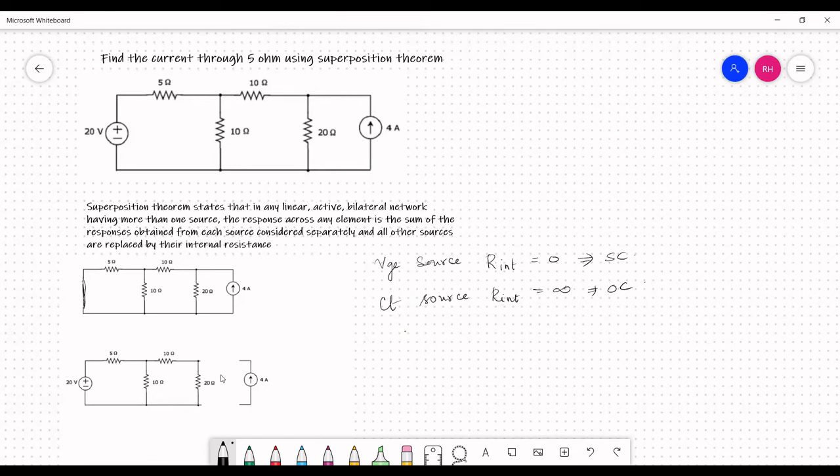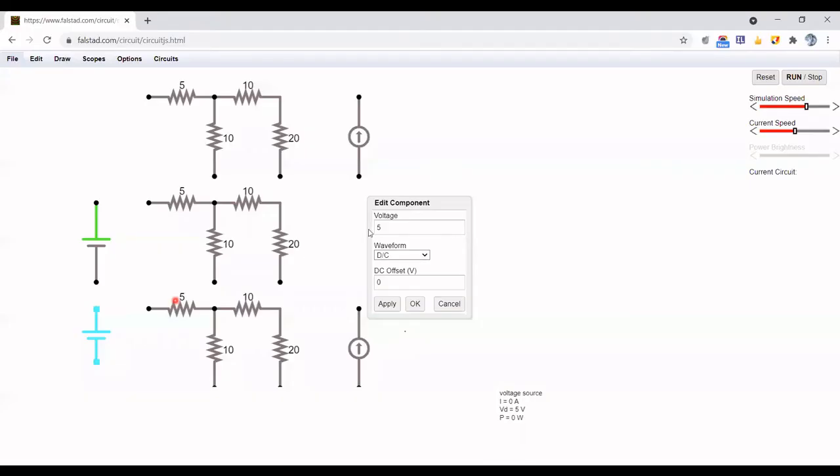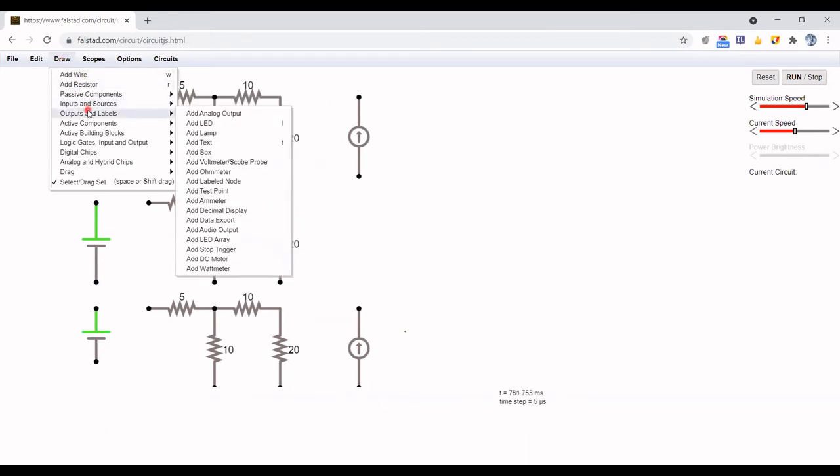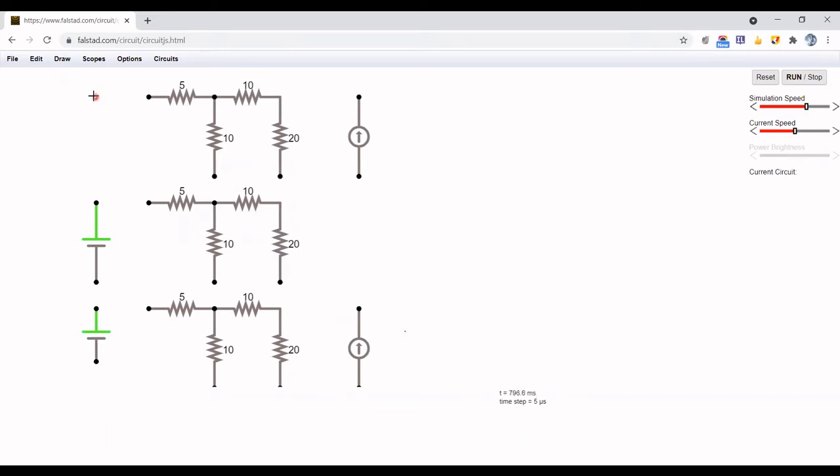To measure the current through the 5 ohm resistor, we need to add an ammeter. Before that, let me correct or modify the value of voltage of the voltage source. So we are going to add an ammeter from output and label it, in all the three circuits.